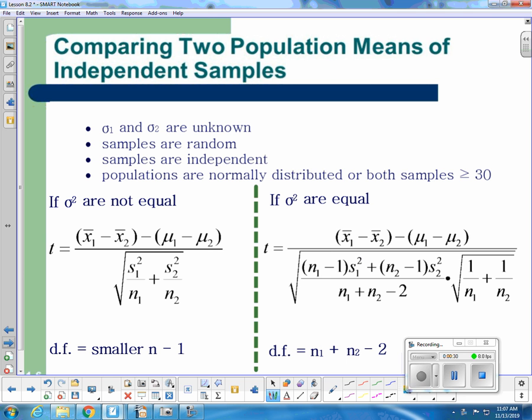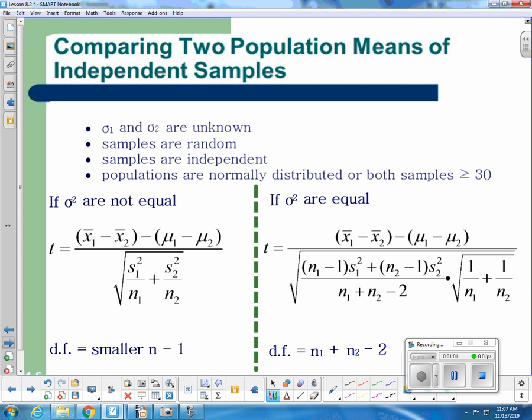So the first possibility here is if the population variances are not equal, it's a big, big, ugly looking formula. Okay? So the top is the same as yesterday. We're going to subtract the means minus, what is this going to be? 0, because we're assuming the means are the same. Okay, that's always the assumption.